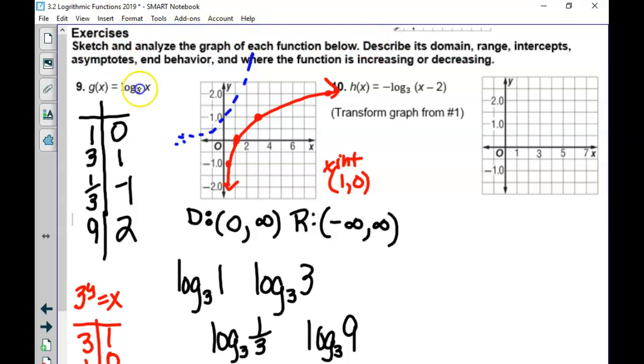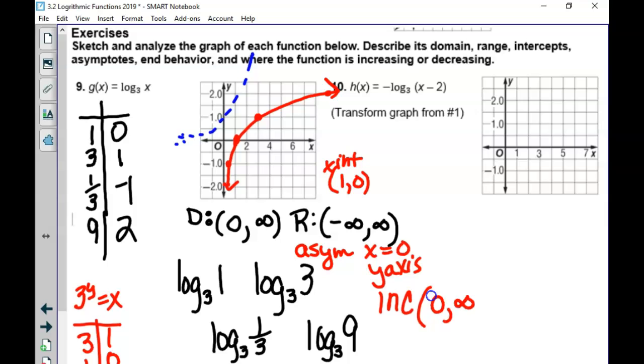All right, asymptotes. What is the asymptote for this? Yes, x equals 0 or the y-axis. It is a vertical asymptote. Very good. End behavior, I'm going to skip because it's not on the quiz. Is this one increasing or decreasing? It is increasing, and the values of x for which it is increasing are the domain values 0 to infinity.